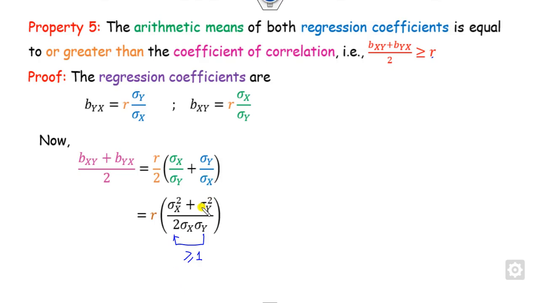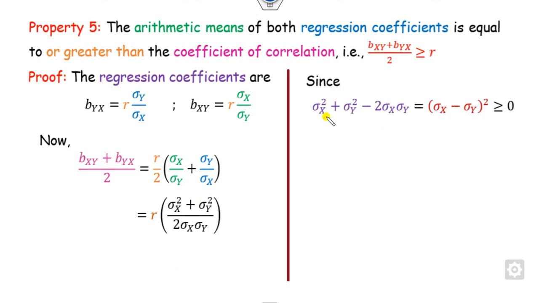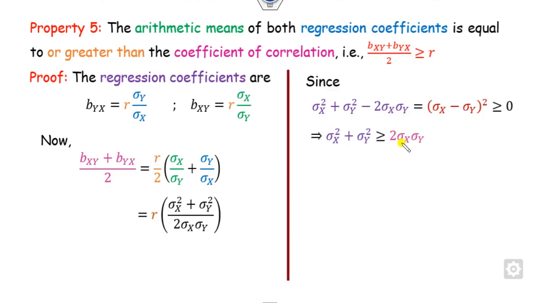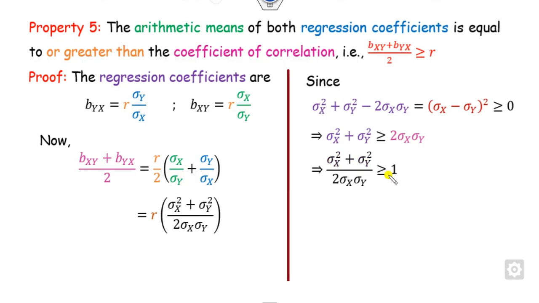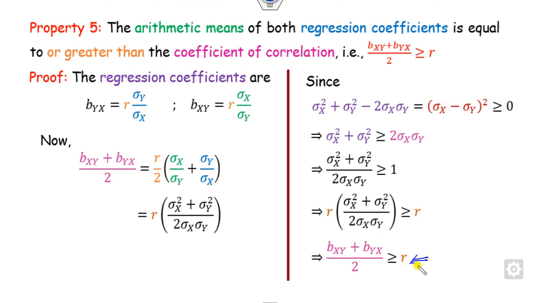So what you can do is start from here. We know that this quantity is nothing but the square of this, and a square is always greater than or equal to 0. So once it is greater than 0, can I write it this way? Now I can take this part in the denominator. Why? Because sigma x and sigma y are both positive quantities. They are standard deviations here. Now you can substitute this value in here. So what will happen? You will get this, so the property holds.